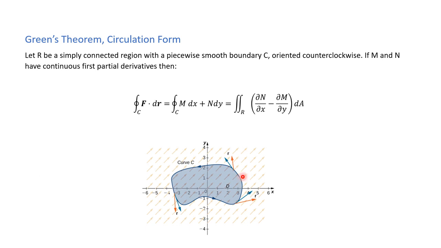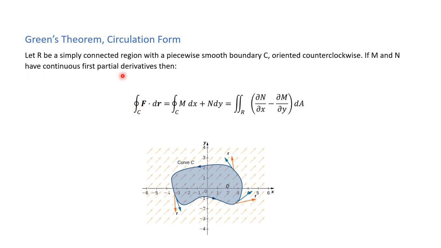Let me get my pointer, there we go. Right here, this is a simply connected region. It doesn't have any holes in it, with a piecewise smooth boundary. Okay, so it has a smooth boundary oriented counterclockwise, so the pathway is counterclockwise. If M and N, and remember those were the letters we were using for the components of our vector field.